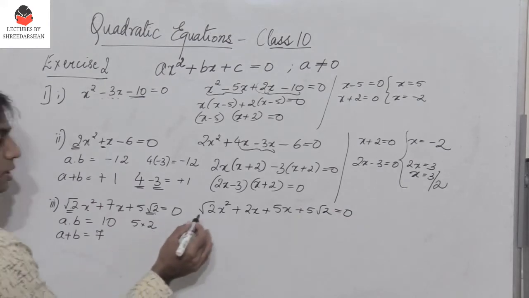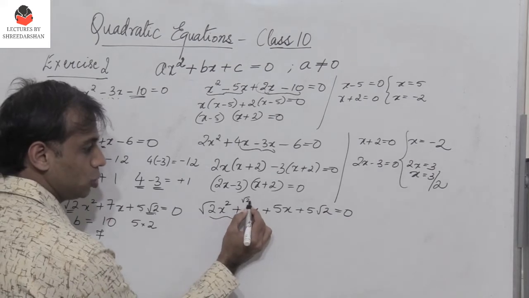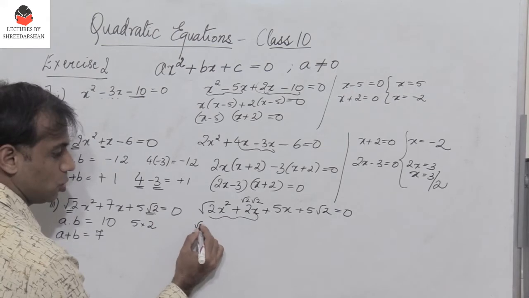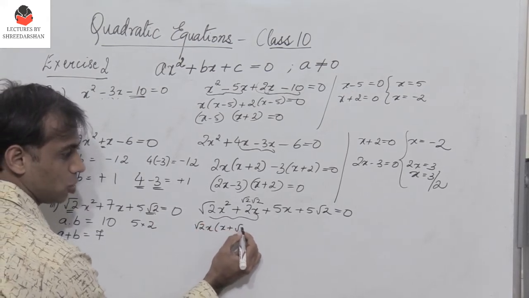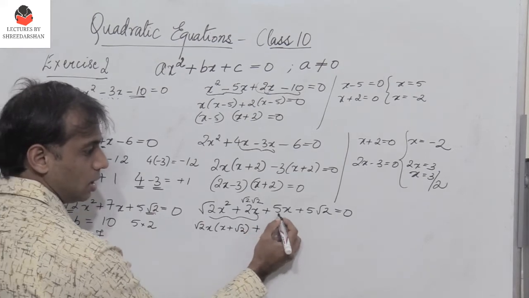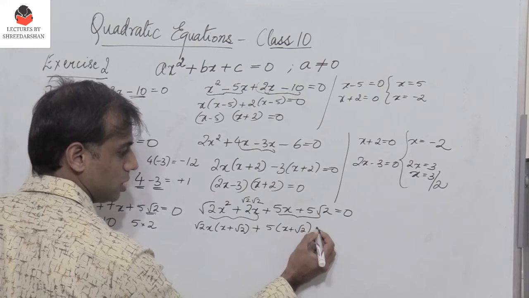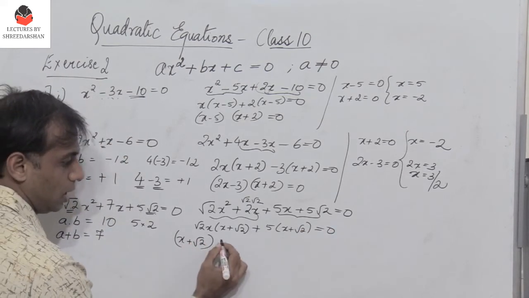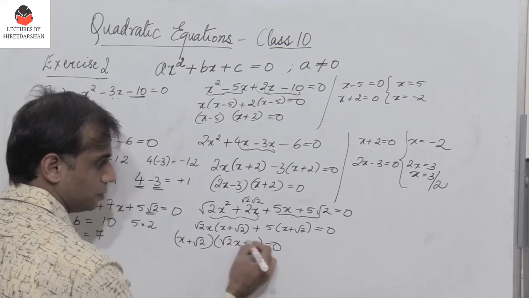Now what is common in these two? Root 2 into x. See, 2 can be written as root 2 into root 2. So root 2 into x is common here. So I get x plus root 2 plus, in these two 5 is common. So again I get x plus root 2 equal to 0. So here we have x plus root 2 and then root 2x plus 5 equal to 0.